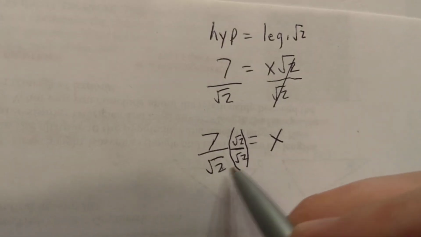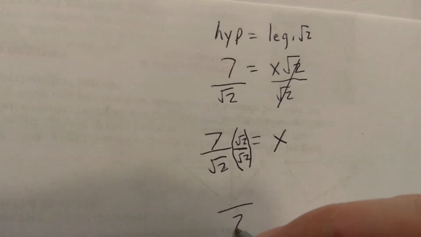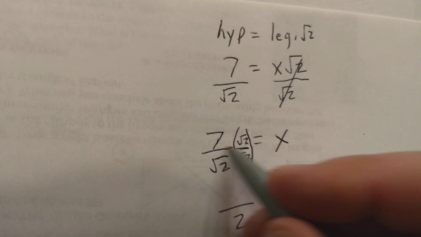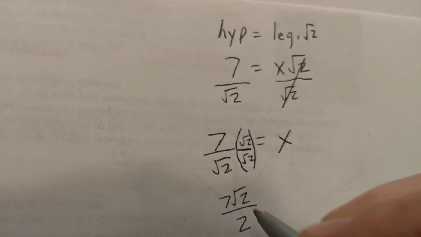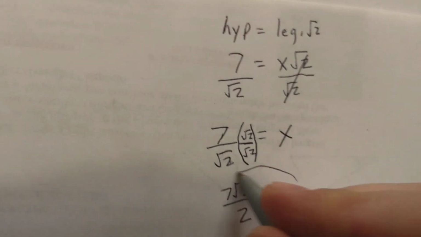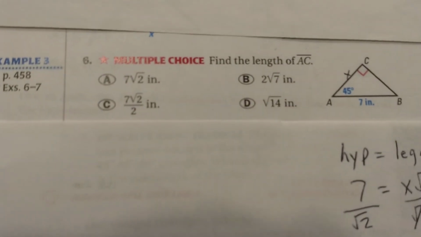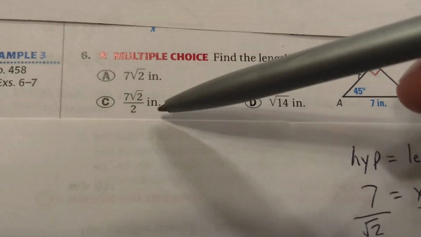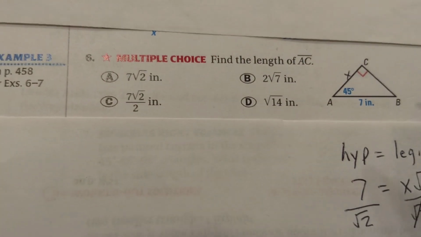That way these two can multiply together on the bottom to become 2. And then I've got 7 times the square root of 2 on the top. That's what my X value should be. So if I'm looking back up at the multiple choice problems, does that match? Sure, I've got 7 times the square root of 2 over 2. My answer in this case would be C.